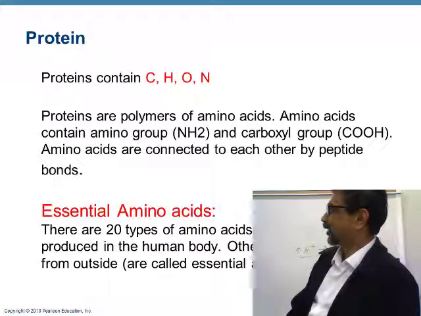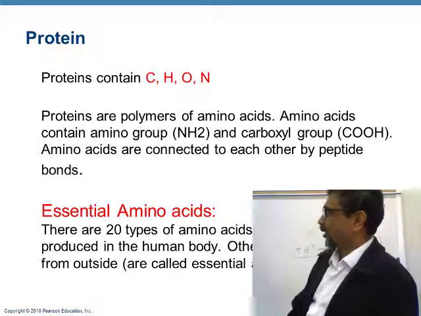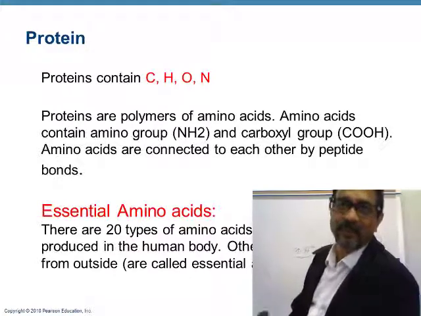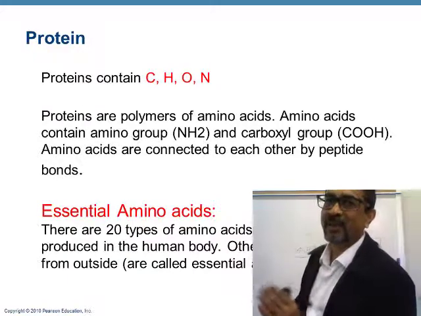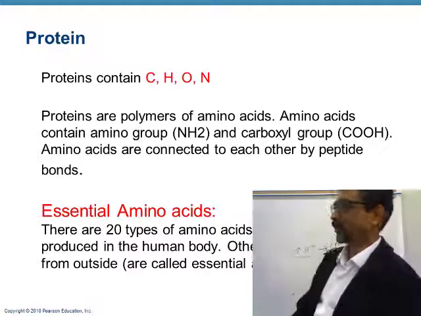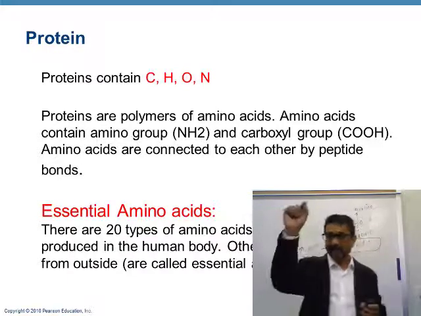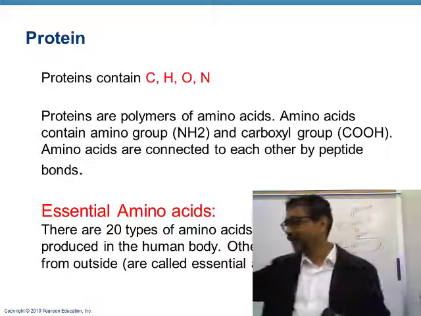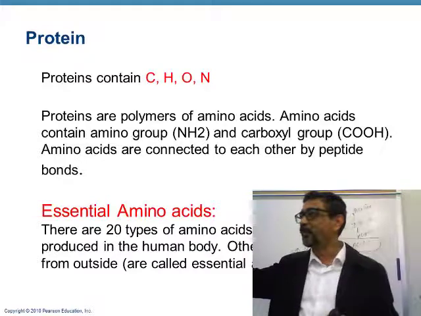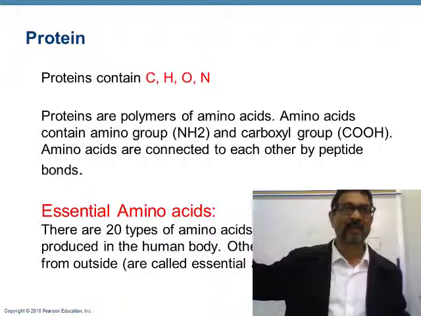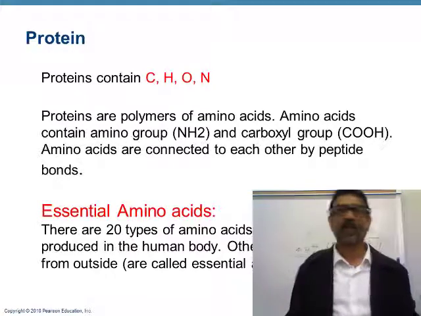Protein. If you see a protein molecule, you must find nitrogen. CHO is everywhere, but P is only in lipid, N is only in protein. Nitrogen is only in the protein molecule. So if I ask you in the test, if you see CHO and N, that is what? Protein, carbohydrate or fat? Protein, right? If you see CHO and P, fat or lipid, right? If you see CHO, that could be lipid or carbohydrate. Make sense?